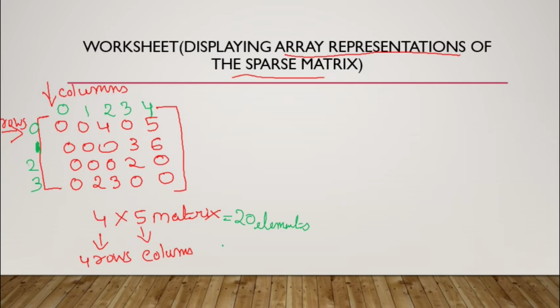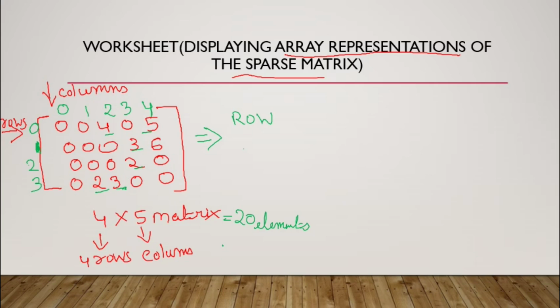Now how do we represent this in array representation? Though this is a simple matrix, we also know that it is a sparse matrix because out of 20 elements, only 6 elements have values, and the other 14 elements don't have values. The definition of a sparse matrix is that it is one in which the majority of the elements are 0.